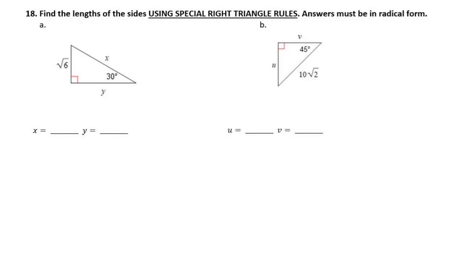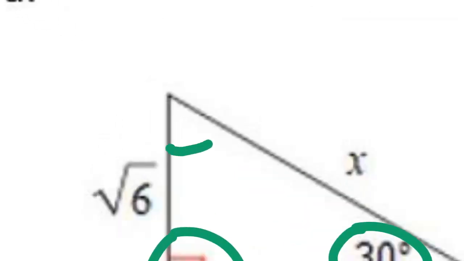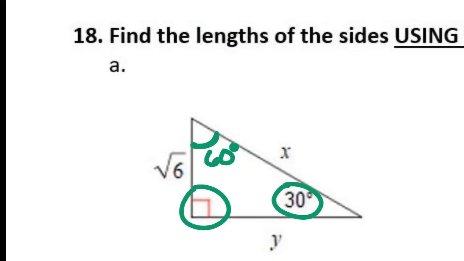All right, on number 18, the first triangle we have, I see 30 degrees here and 90 degrees here, which means this angle up here would have to be how big? Has to be a 60. So this is a 30, 60, 90 triangle.